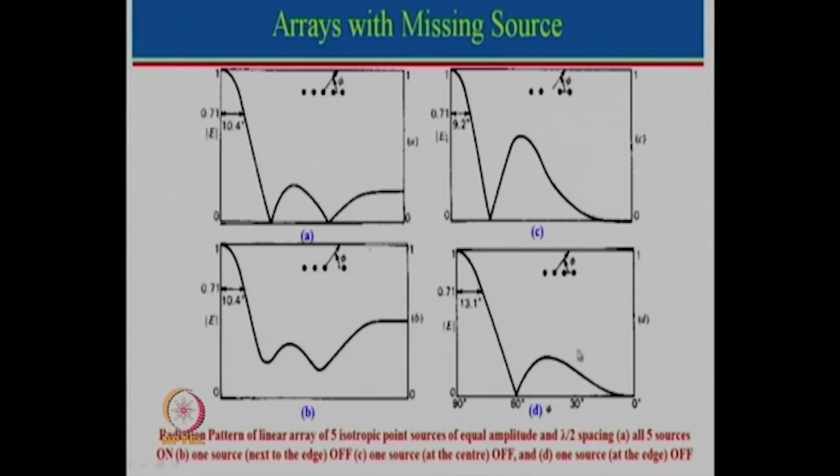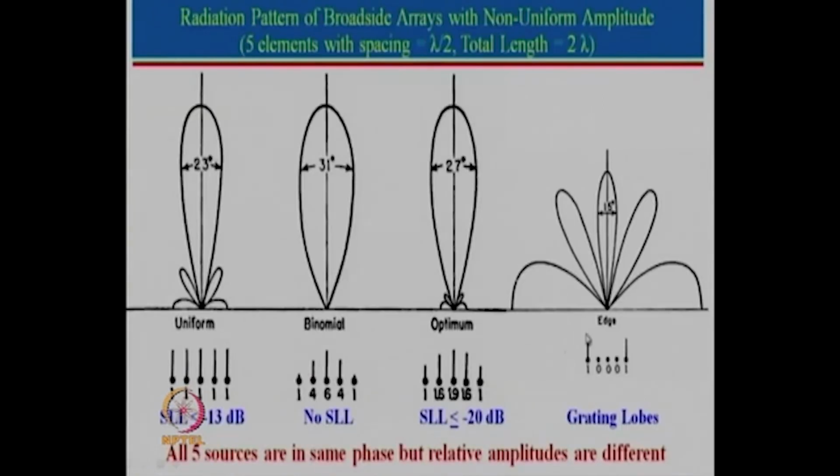But let us take one last case here, where the last element is not fed. When the last element is not fed, this whole thing is equivalent to a 4 element array, and we know that for a 4 element array the half power beam width will be more, and there will be just one complete side lobe, which you can see from the array plots. Let us now see what happens if we use uniform amplitude or non uniform amplitude.